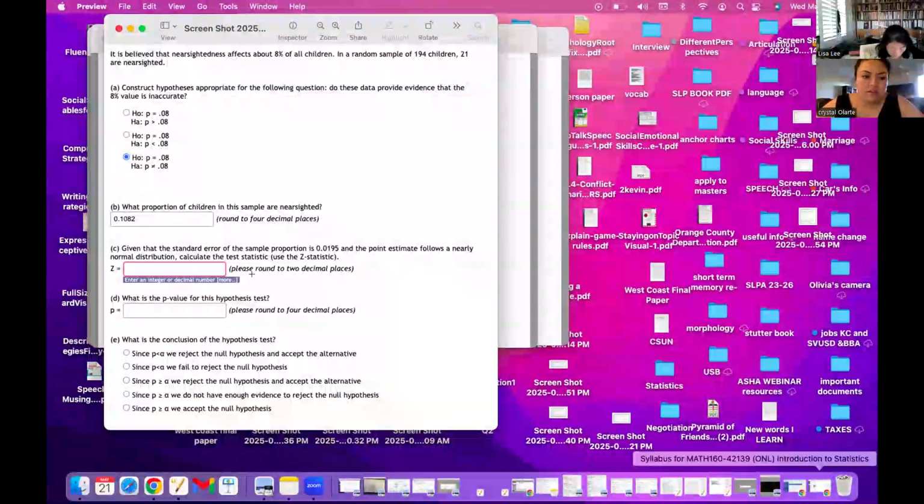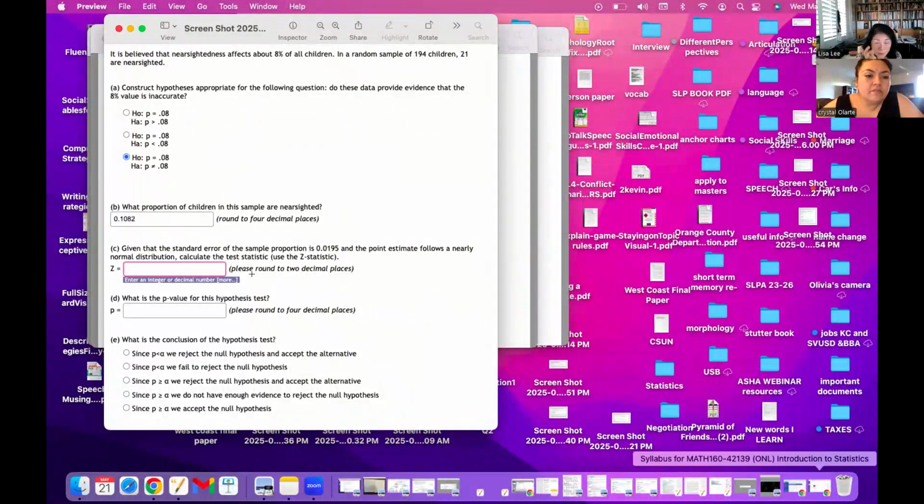Okay, so 0.08, and then x would be given the standard error of a sample proportion. Oh wait, so your p0, did you put the 0.08? Yes. And okay, your x, the success number, is given there in the first sentence.